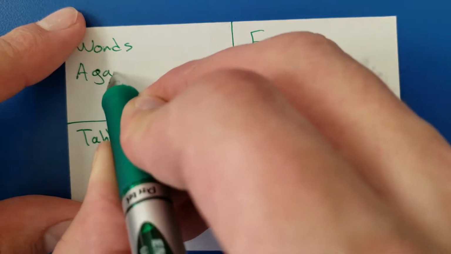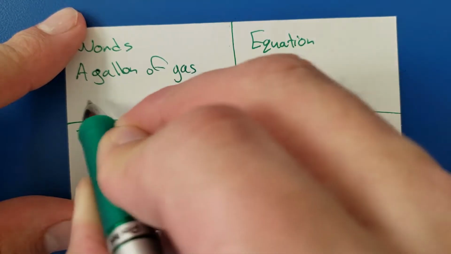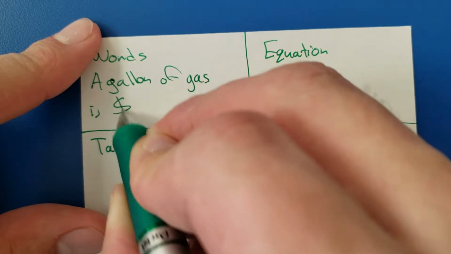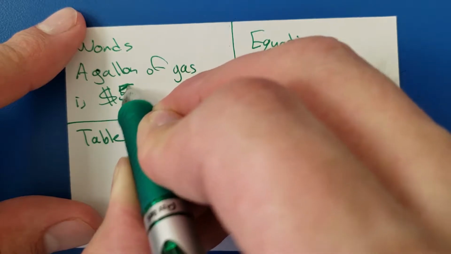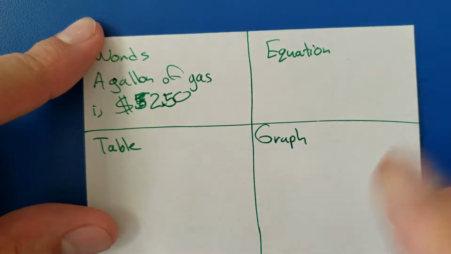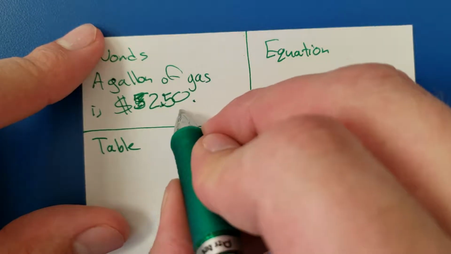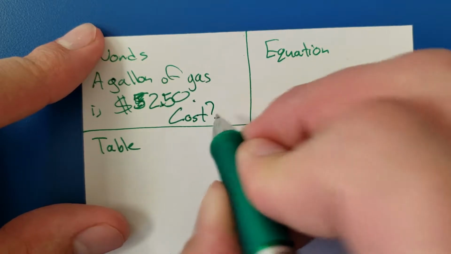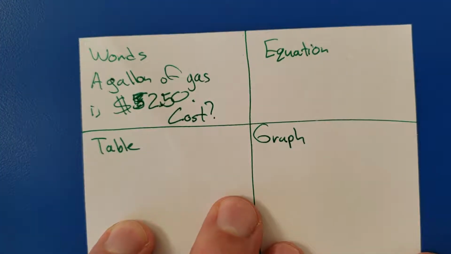A gallon of gas is, we'll keep the number simple here. Oh, that's way too much. No, way too much gas. Stop it. How about $2.50? Let's make nice numbers. A gallon of gas is $2.50. What would the cost be if you had to spend money on gas? So that's the word problem we have here. I probably could reword that a little bit better, but I'm not going to.